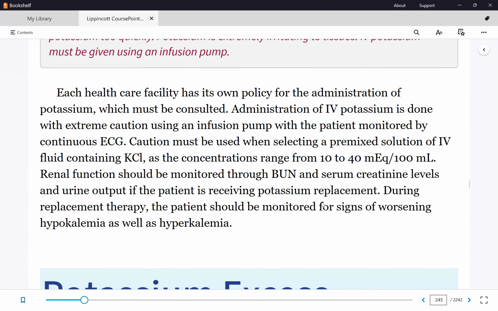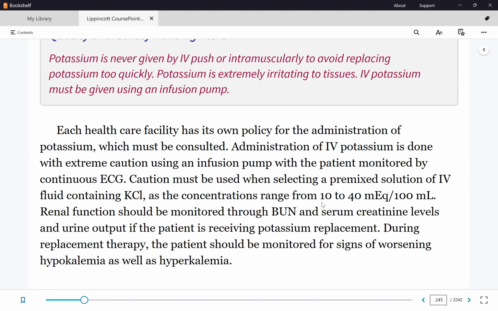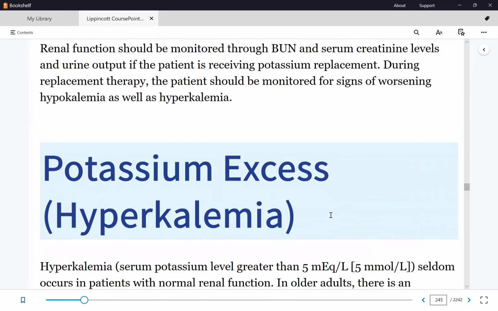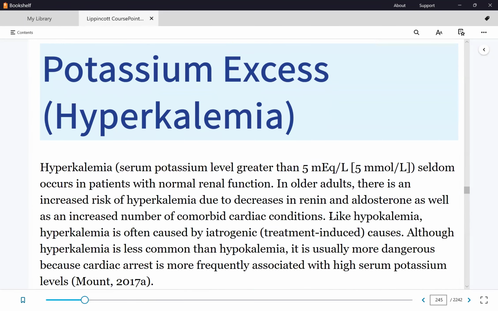What is your priority until you can correct it? What intervention should you do since we're helpless? Again, A, cardiac monitoring. B, oral potassium. C, IV potassium. Still cardiac monitoring. All right. Any question? That's it for potassium replacement. Alrighty, last topic before the break.